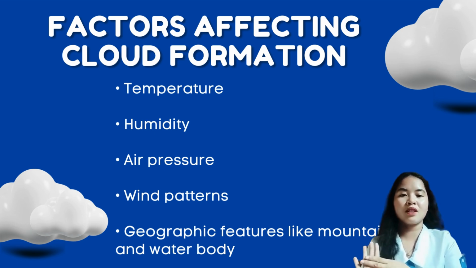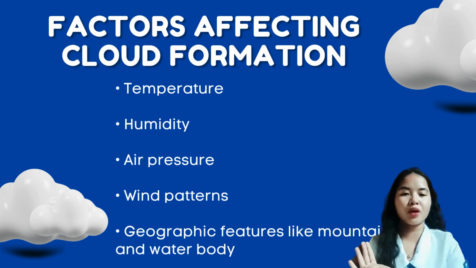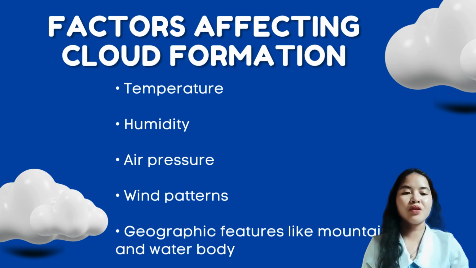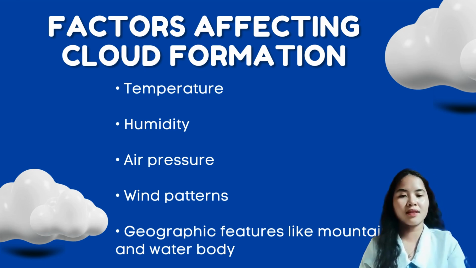The fourth is wind patterns. Winds transport moist or dry air, affecting cloud development. Converging winds force air upward, promoting cloud formation, while diverging winds can lead to clearer conditions. The last is geographic features like mountains and water bodies. Mountains force air to rise, cool, and condense, creating clouds, often leading to precipitation on the windward side, while water bodies contribute moisture to the atmosphere, increasing humidity and enhancing cloud formation.